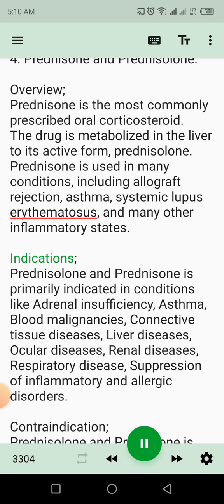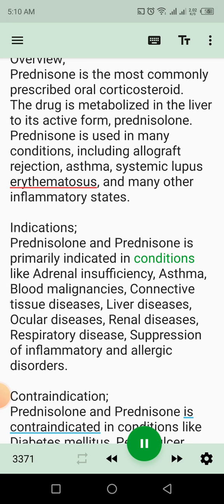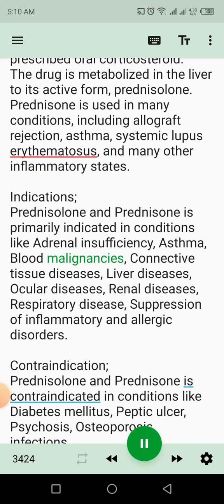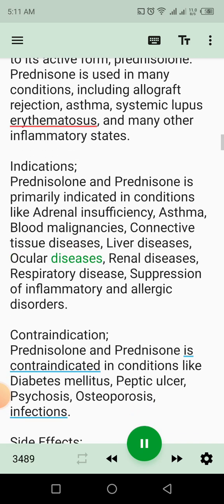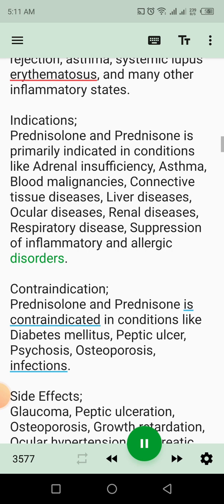Indications. Prednisolone and prednisone are primarily indicated in conditions like adrenal insufficiency, asthma, blood malignancies, connective tissue diseases, liver diseases, ocular diseases, renal diseases, respiratory disease, suppression of inflammatory and allergic disorders.